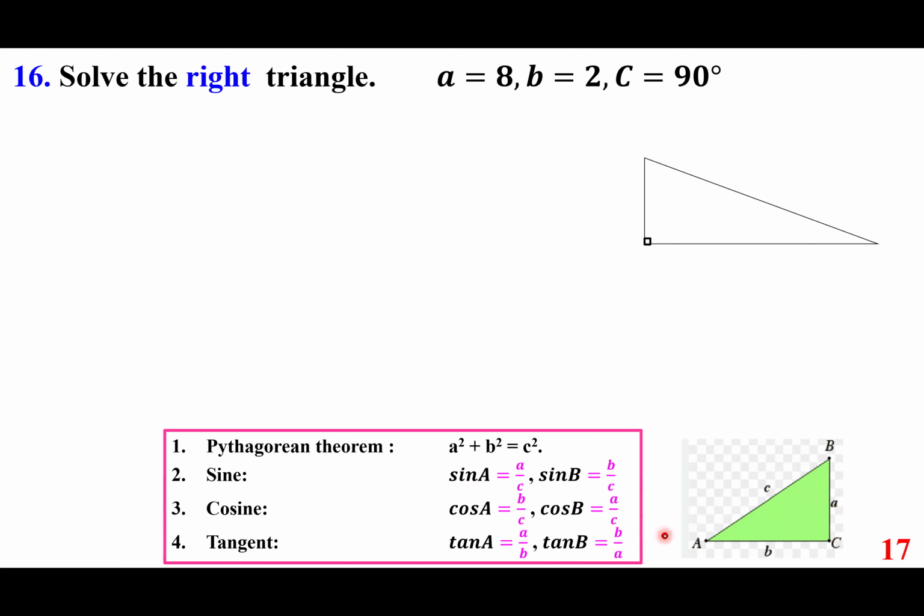And so if that is the case, let's just put in the information. And obviously, Pythagorean theorem, a squared plus b squared equals c squared. We get 68.